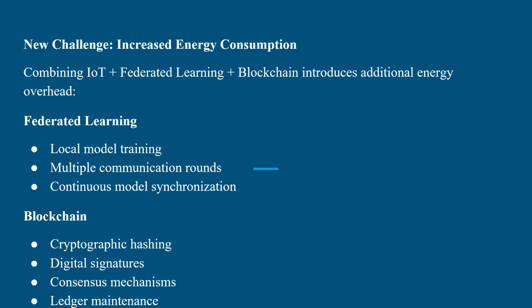That overhead, for federated learning, accounts for increased energy consumption. It can be local model training, and it will definitely need multiple communication rounds. Similarly, it provides continuous model synchronization. All these things account for the increased energy consumption. In the same way, in blockchain we are utilizing cryptographic hashing, digital signatures, consensus mechanisms, and ledger maintenance. All these things also account for the energy consumption.